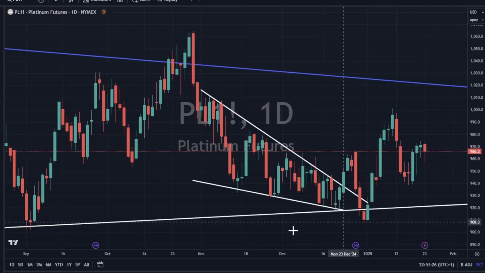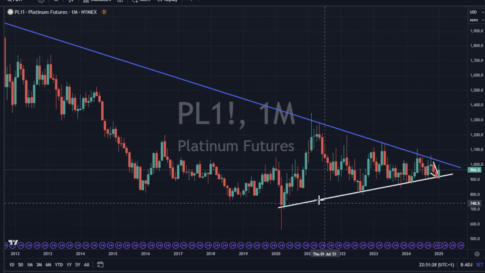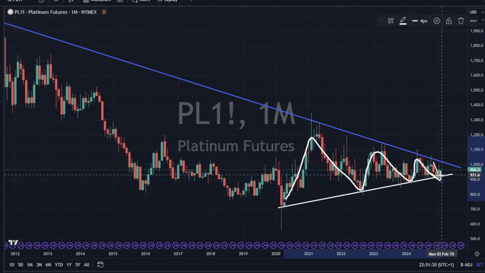Platinum is down slightly, but we're still in the squeeze. We've got this mega squeeze that's occurring there, and hopefully we can break out to the upside.